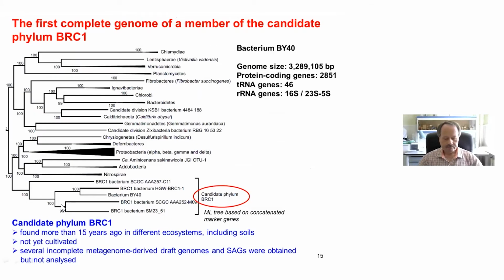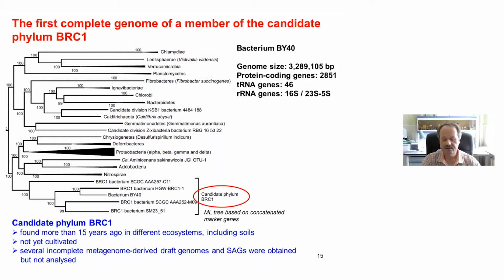Okay. This is one of the most important results of the study. We were lucky and obtained a complete circular genome of a member of the candidate phylum BRC1, although it accumulated less than 1% of the microbial community. Phylum BRC1 was identified more than 10 years ago by 16S rRNA sequences.